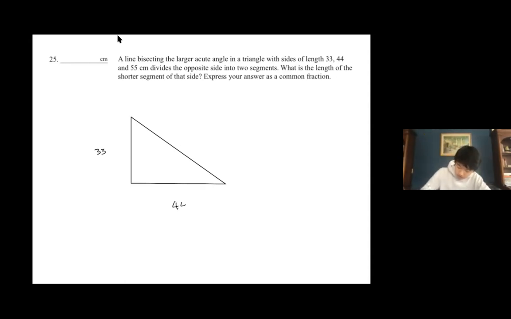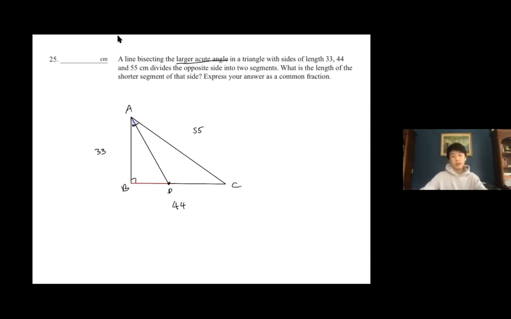So we notice that 33, 44, and 55 are just 3, 4, and 5 scaled up. So we actually have a 3, 4, 5 right triangle. And so that means that this is the larger acute angle. This one over here. This is the larger acute angle. And so we bisect it. And now we're trying to find the length of this segment. And I'm just going to label it for convenience.